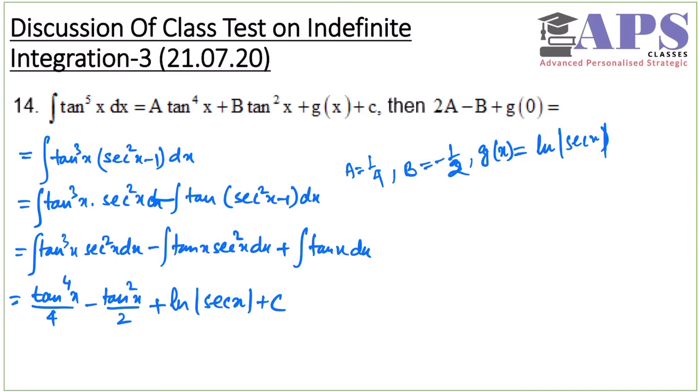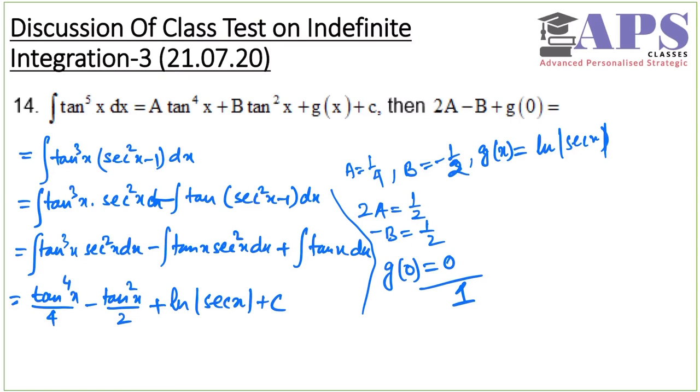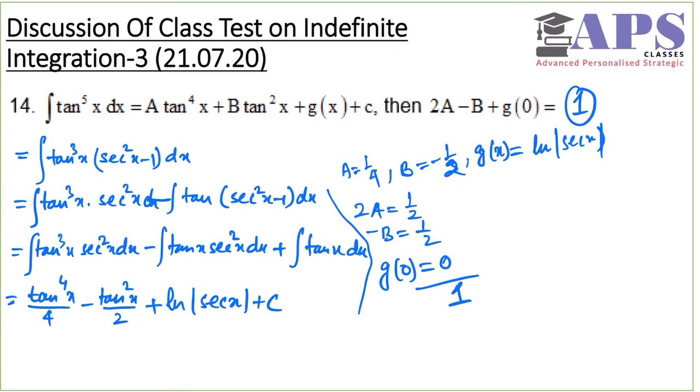So 2a becomes half, and b is minus half, so minus b becomes plus half, and g of 0 becomes log of sec 0, log 1, that is 0. So when I add them, I will get 1. So 1 is the correct answer here. Let us go to next question.